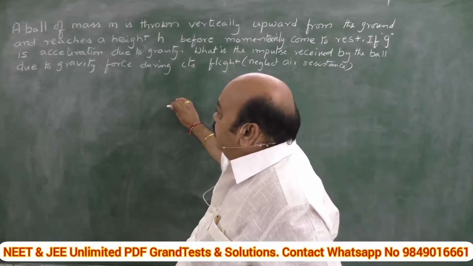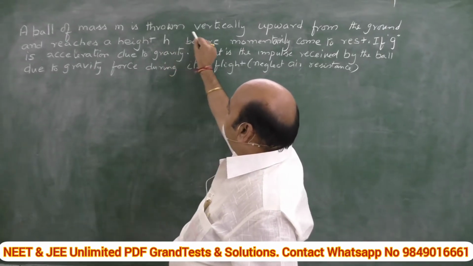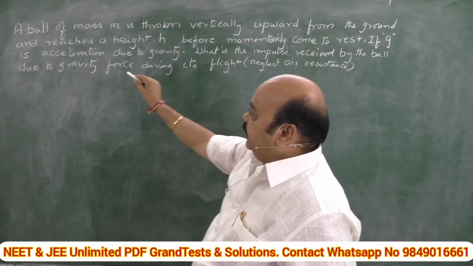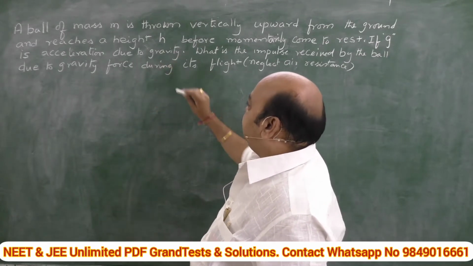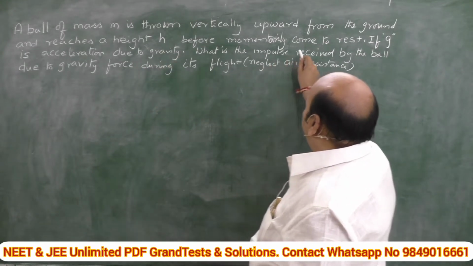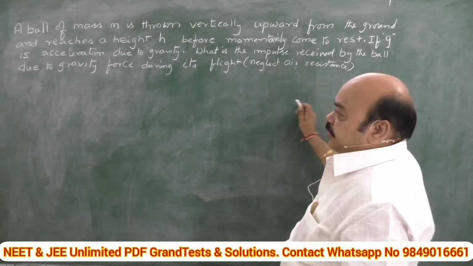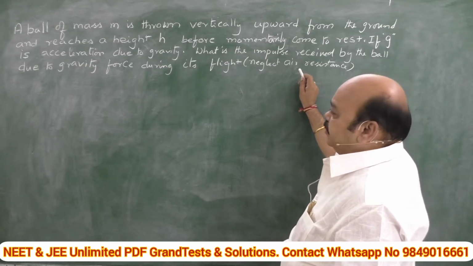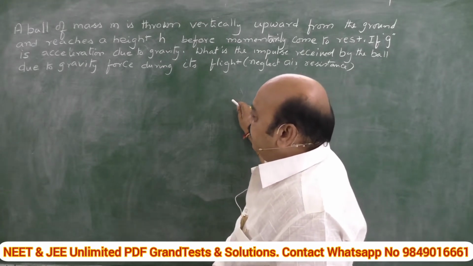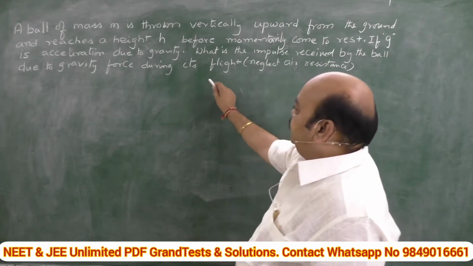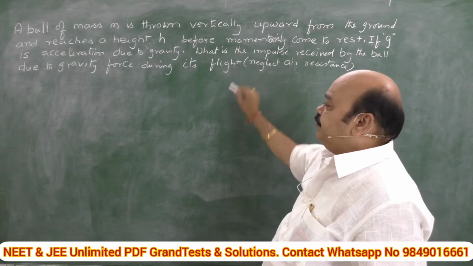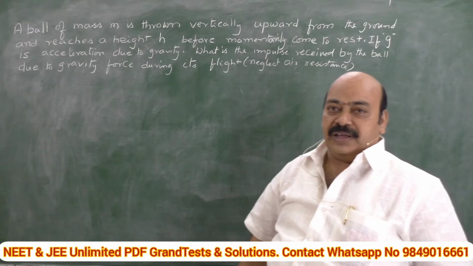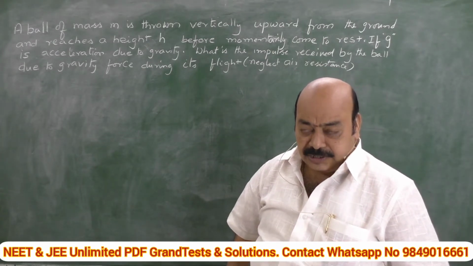In this case, a ball of mass m is thrown vertically upward from the ground to a height h before it momentarily comes to rest. If gravity, what is the impulse received by the ball due to gravitational force during its flight? And given, neglect air resistance, it may not be taken into consideration.